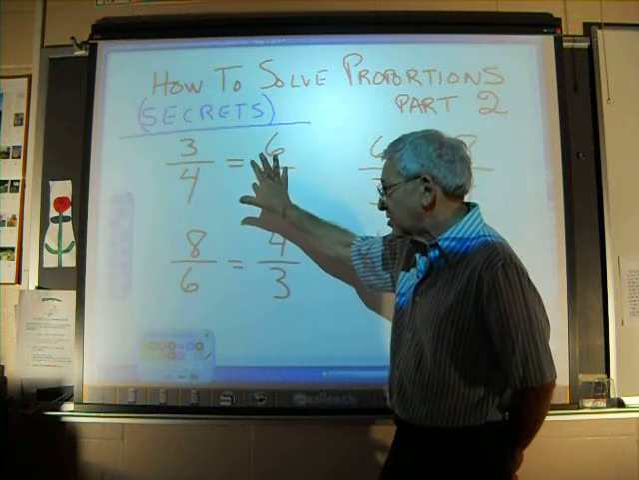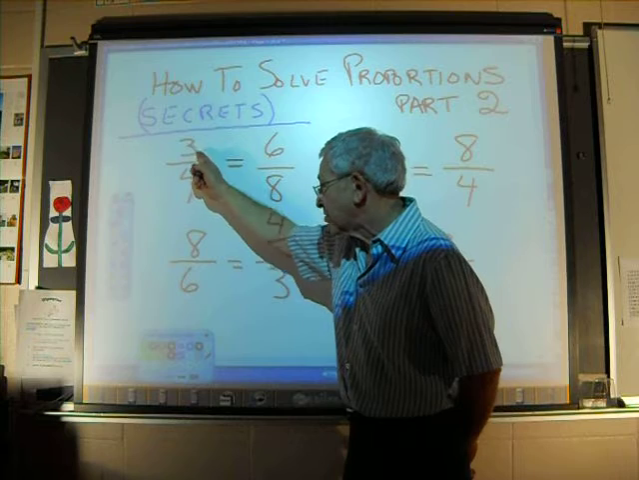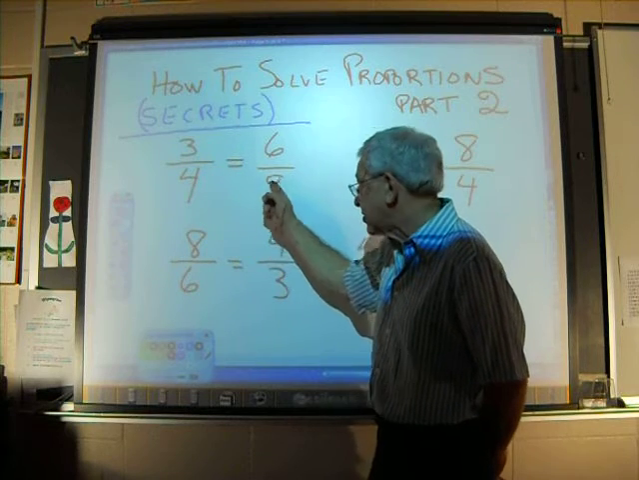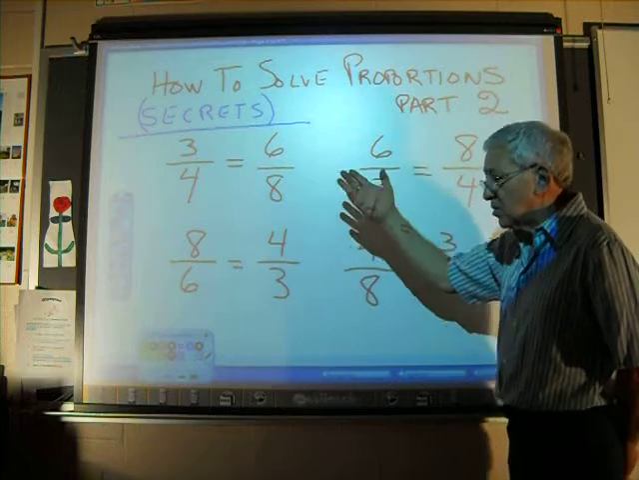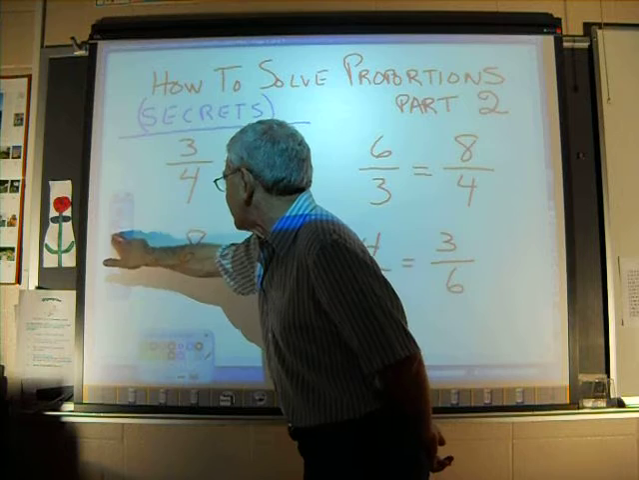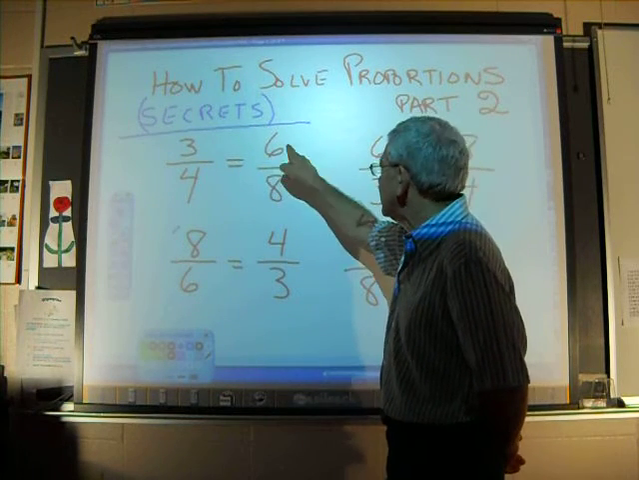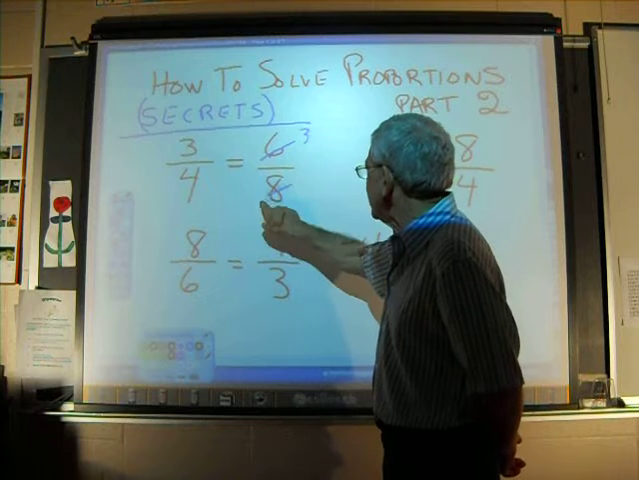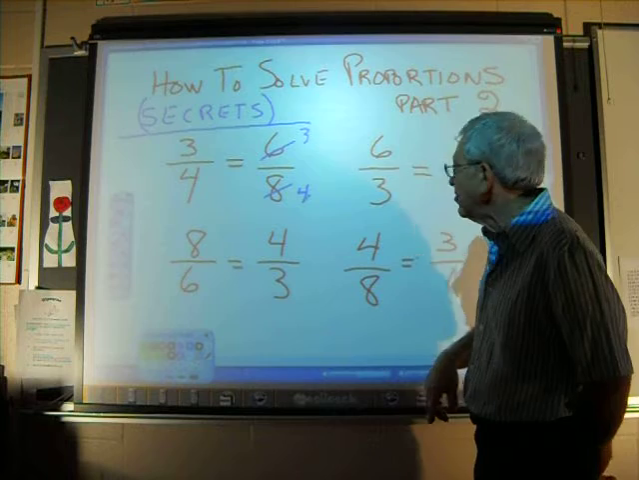Now, if I rotate this 90 degrees counterclockwise, the 6 will go here, the 3 will go there, the 4 will go there, and the 8 will go up there. That's this one right here. Now, look what happens if I reduce these fractions. If I decide to reduce 6/8, 2 into 6 is 3, 2 into 8 is 4, 3 over 4 equals 3 over 4.